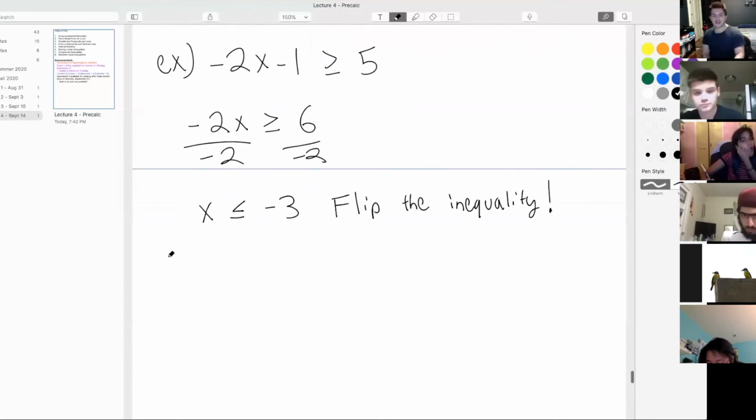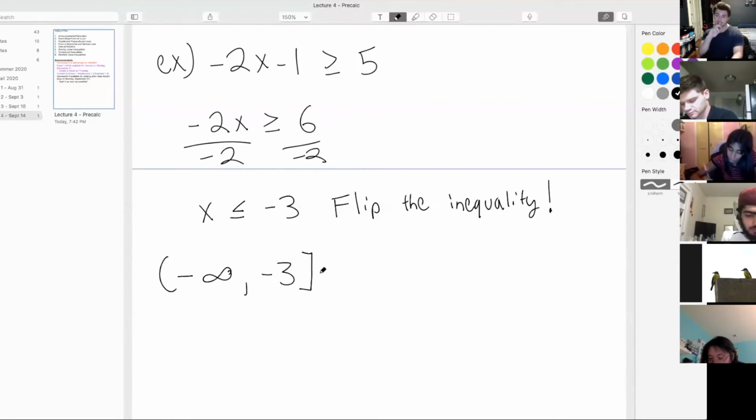Okay, and then let's just put this into interval notation. I'm looking at all numbers that are less than or equal to negative 3. So this will be negative infinity to negative 3, and I will include negative 3 in my solution. So I'm going to put a closed bracket. Okay, so that's the solution set.